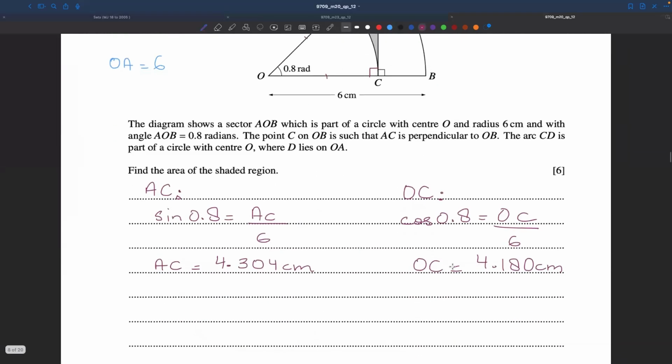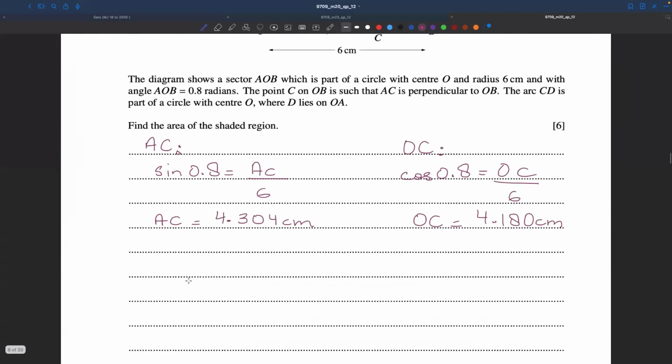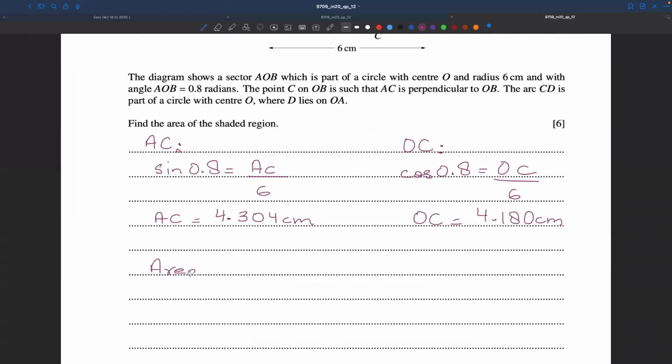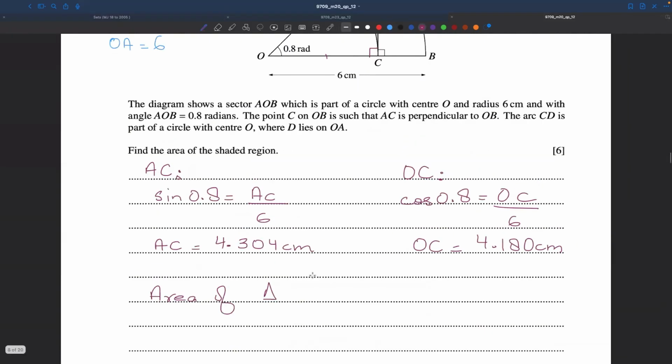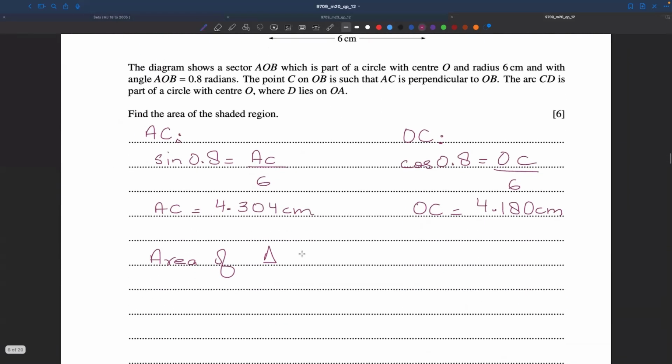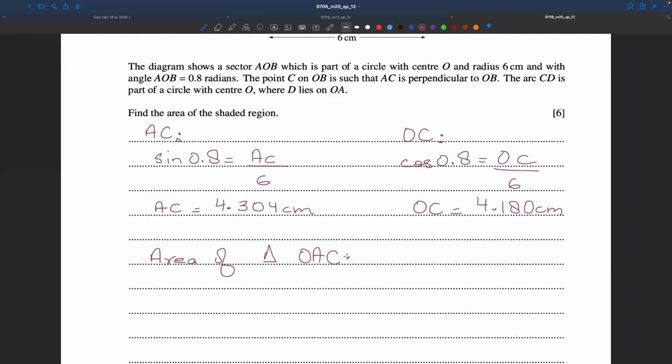So if OC is 4.18 and AC is this, can I say the area of triangle OAC? And again, I will repeat myself. When you are giving your mock in your exam, in your school or over here as well, you will have to make sure you're working as clear as this. What area am I finding? Area of OAC: half into 4.304 into 4.180.